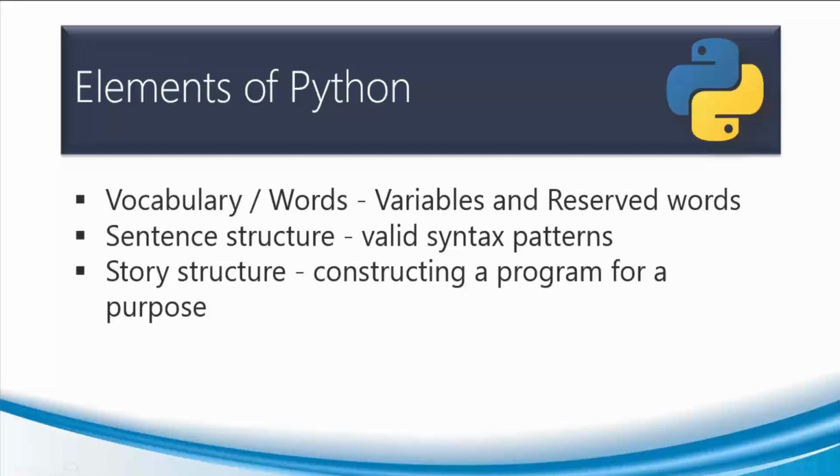Sentence structure is the second category. You need to have valid syntax patterns. Otherwise, Python is not going to understand what you want done. And third is your story structure, constructing a program for a purpose. Story structure is something like a flowchart, for example. So it's a series of steps that you want the program to execute. And the more efficient your story, the more productive your story, the better program it is. So elements of Python essentially entail three broad categories. You need to know vocabularies, words, sentence structures, and then eventually your story structure.